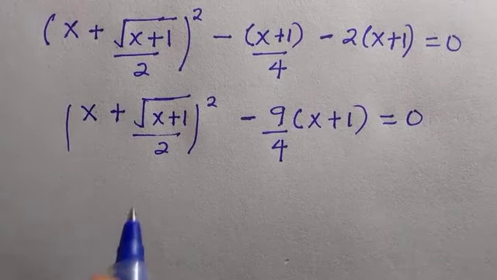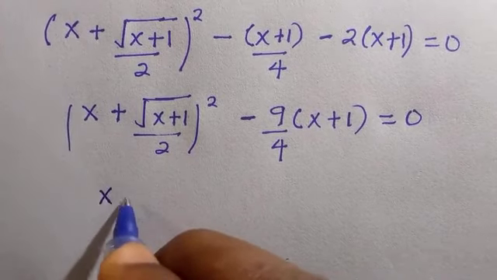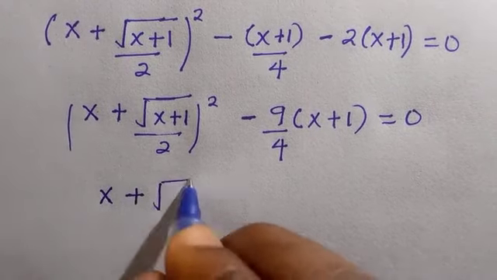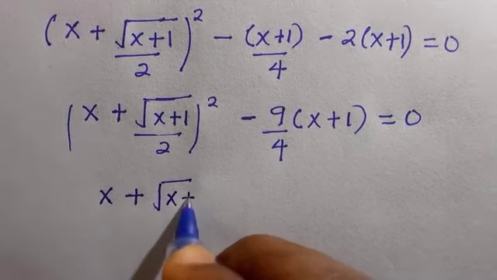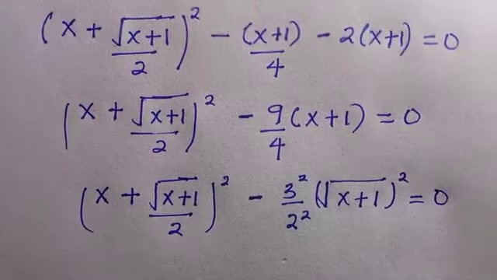The next thing we are going to do: this one still remains x plus root x plus 1 divided by 2, all raised to the power of 2. And these 9 and 4 are perfect squares, which can be written in exponent form as 3 raised to power 2 divided by 2 raised to power 2. For this one I can take it as root x plus 1 all raised to power of 2, everything equals 0.